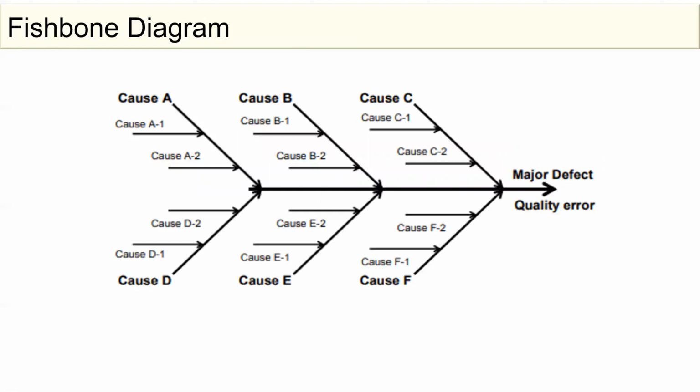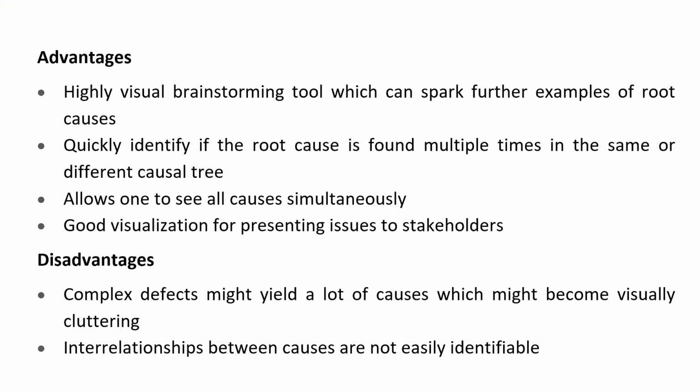Let us see the fishbone diagram. This is a fishbone diagram. So here there will be causes. Look at the fishbone diagram. The causes are divided like this: cause A, B, C and sub causes, and the major effect and quality effect. We identify how to check the causes which affect the quality. Okay, what are the advantages of it?